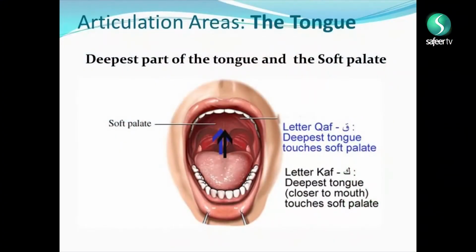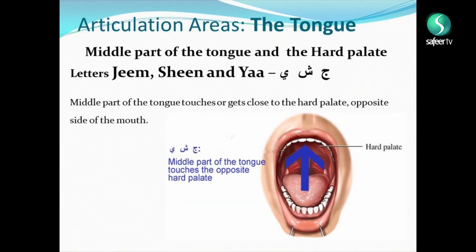And then we go to the next section of our tongue. In our tongue, of course, here you see again the letters qaf and kaf, soft palate and hard palate. Of course, for the letter qaf we use the soft palate, and for the letter kaf we use the hard palate. As you see, the colors: the blue color is for the letter qaf and the black color is for the letter kaf.